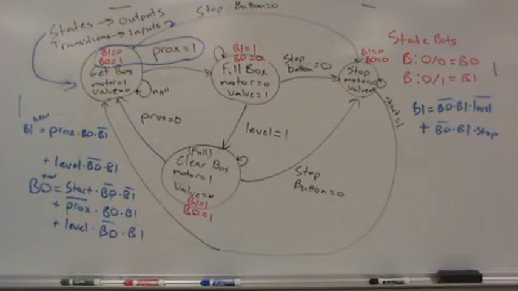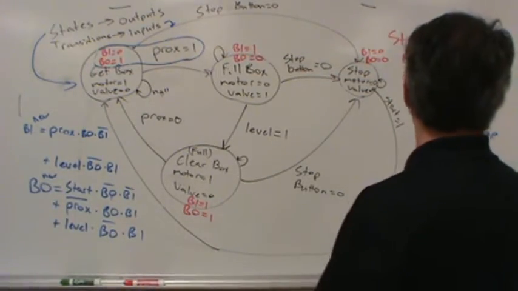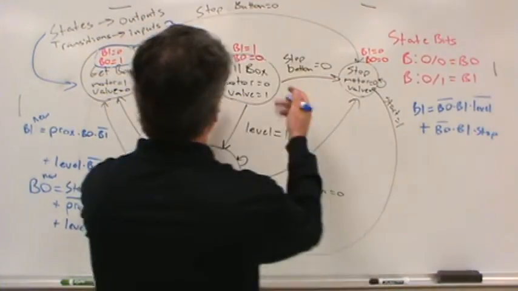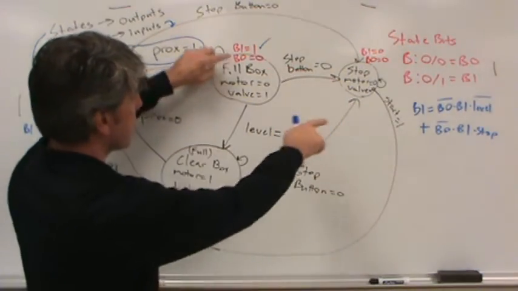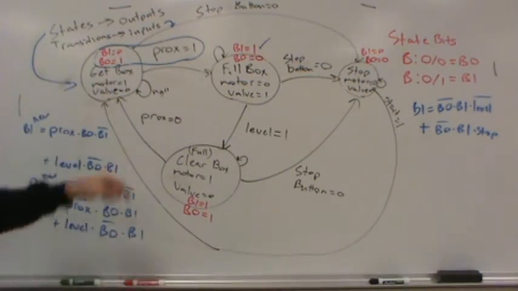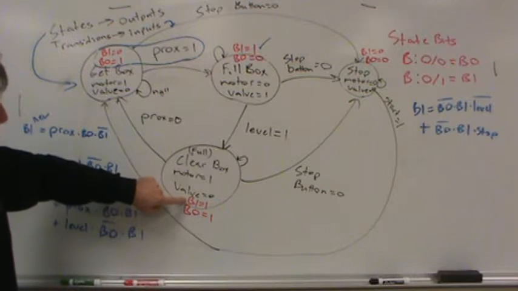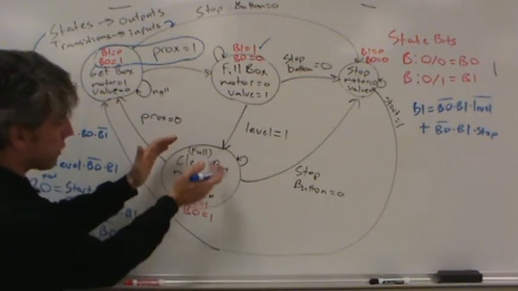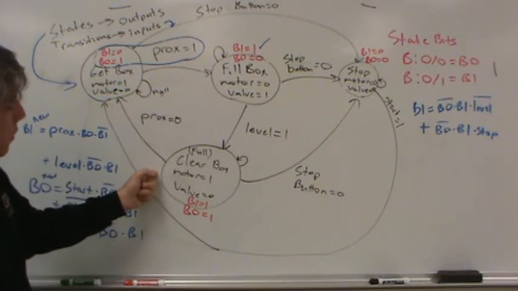Now, let's continue just a little farther. That takes care of keeping us in the fill box state for B1, because again, we don't have to program zeros. Okay. Let's program, since we're working on B1, let's program this one. So if we're already in the state, how do we transition and stay in the state? The only transition out is prox equals 0.